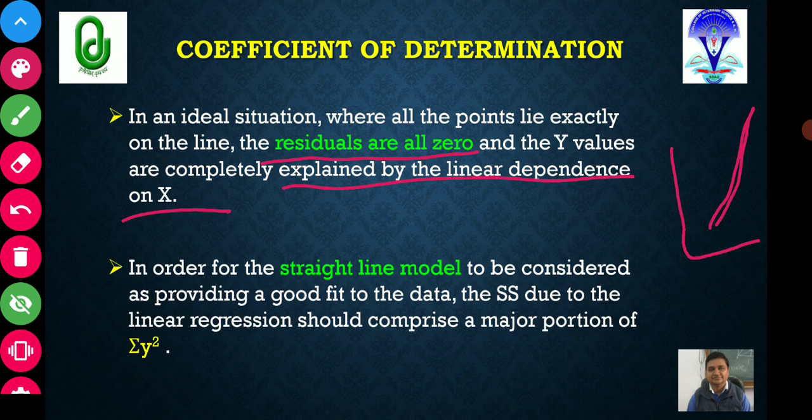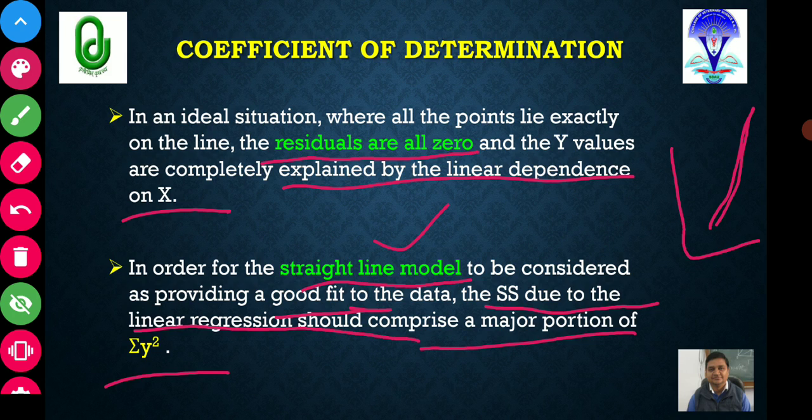But in practice we will not get any situation where a particular variable explains 100% of the variation in the dependent variable. So for a straight line model, that is the regression model, to be considered a good fit of the data, the sum of squares due to linear regression should comprise a major portion of the summation y square. What it is trying to tell is that the sum of squares due to regression, that means the sum of squares due to the independent variable, should be a major portion.